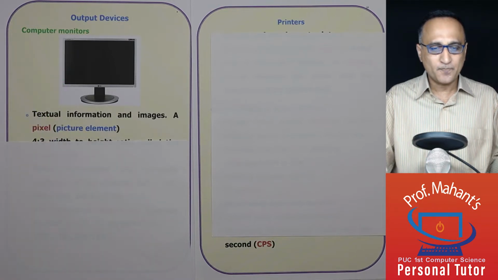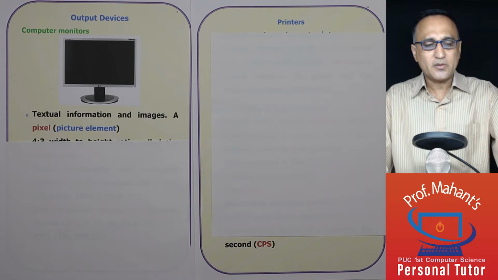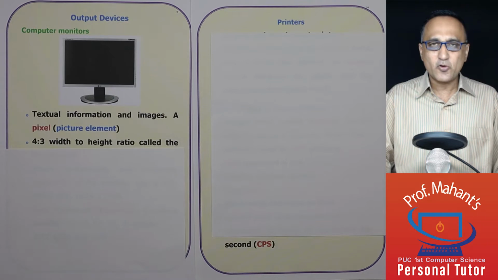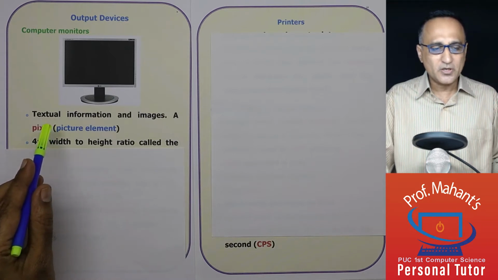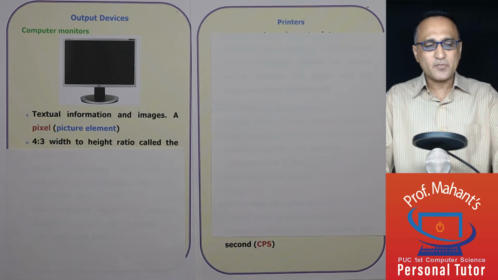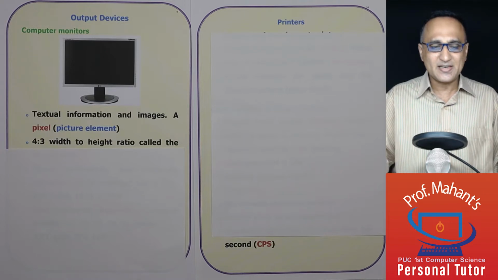me and you. The most common output device is the computer monitor. Invariably, every PC you're going to be using is going to have a computer monitor. So, a computer monitor is used to display information which can consist of images, graphics, as well as textual characters like A, B, C, and so on.